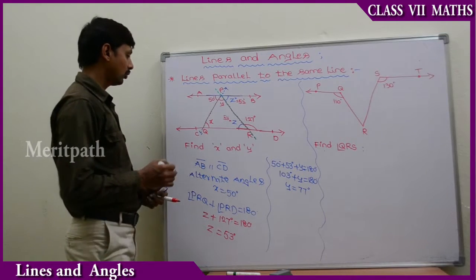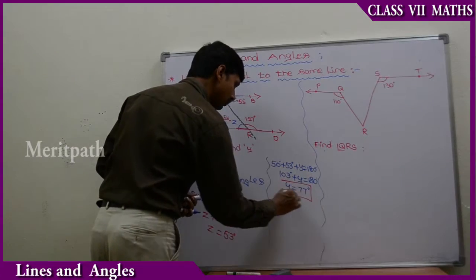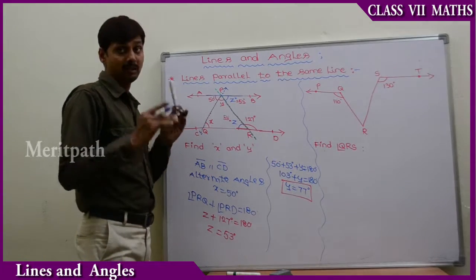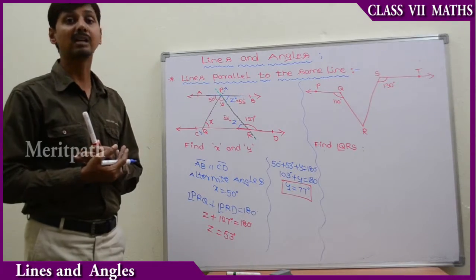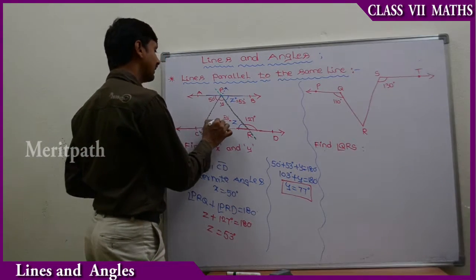So we need to find both X and Y. We want the Y value here, and we need to find the X value. To get the X value, we use the sum property of a triangle. The sum of the angles of a triangle is 180 degrees. So let's add all the angles here. X is 50 degrees, as we know.